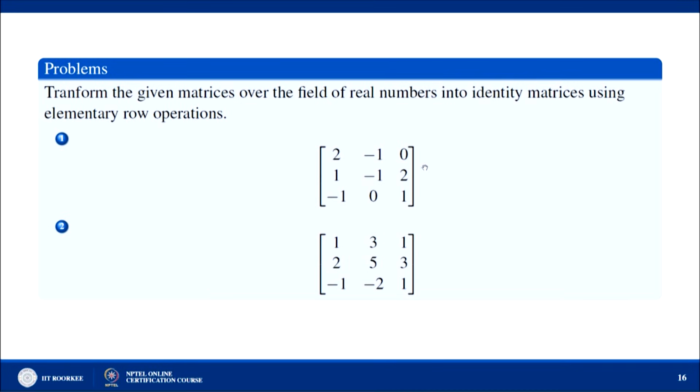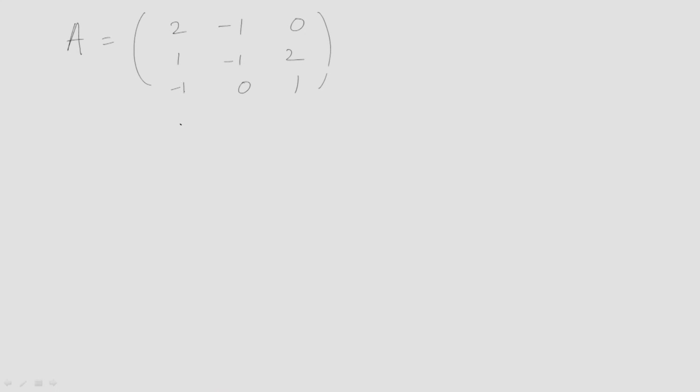Let us discuss the first example. Suppose we want to convert this into an identity matrix by applying elementary row operations. So, what is the matrix? The matrix is 2 minus 1 0, 1 minus 1 2, minus 1 0 1. Now, by applying elementary row operations, you want to transform this matrix into an identity matrix. So, how will you proceed? In the first column, you see if there is any element 1, then you interchange those rows first.